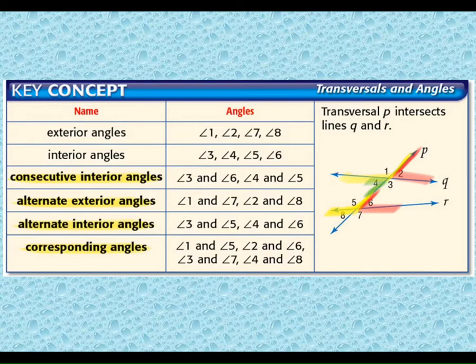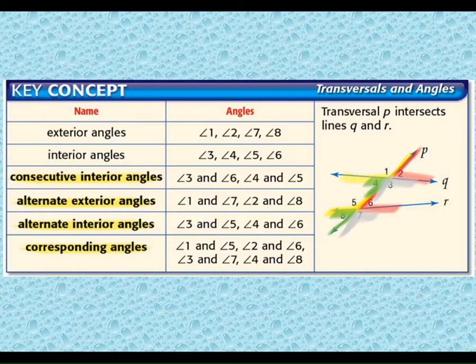Angle 4 and angle 8. Those are corresponding. One on the interior, one on the exterior, same side of the transversal. Those we call corresponding. Okay. And then also angle 3 and angle 7. This one here, angle 3 and angle 7. Those would be corresponding. One on the interior, one on the exterior, but it's not the linear pair.